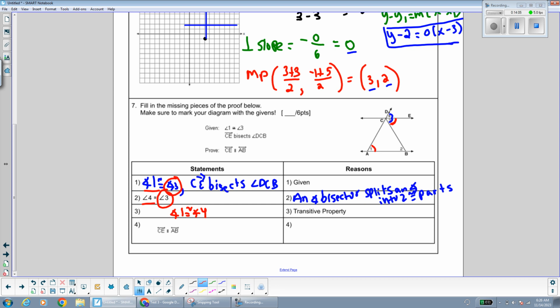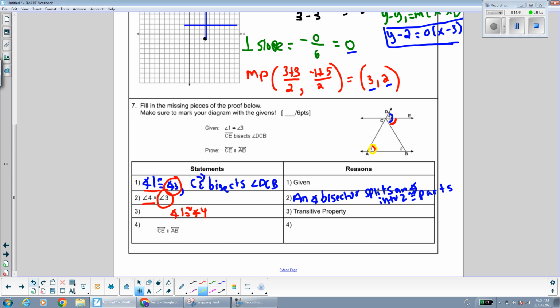And when you're writing a proof, generally, the statement below is going to follow from what you proved above. So we just proved something about angle 1 and angle 4. So I'm thinking that that's going to be the key for showing the lines are parallel. Now, even though a lot of you guys wanted to use alternate interior angles, we actually don't have that information here.